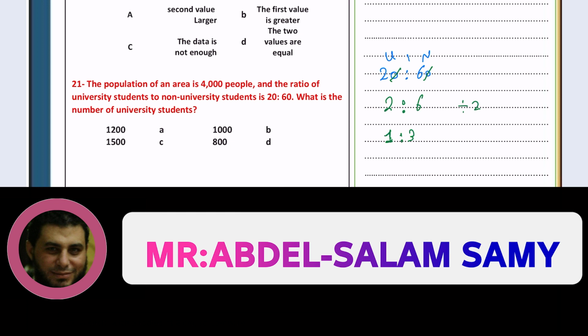Now, let's find the number of shares. 1 plus 3 equals 4. So I will divide by 4. 4,000 divided by 4 equals 1,000. Multiply by 1 and multiply by 3. It will be 1,000 to 3,000. He asked about university students. It's 1,000. Let's take the next question.